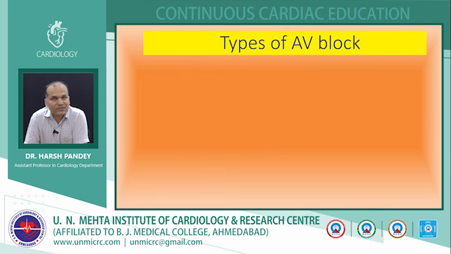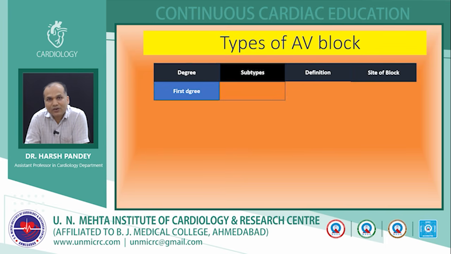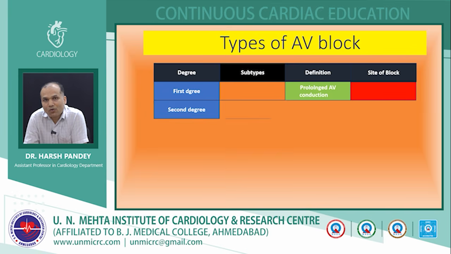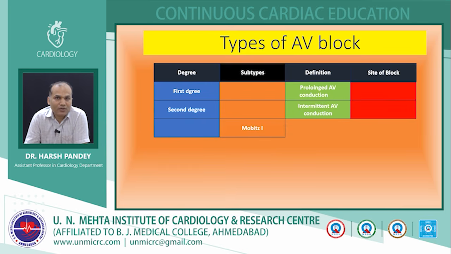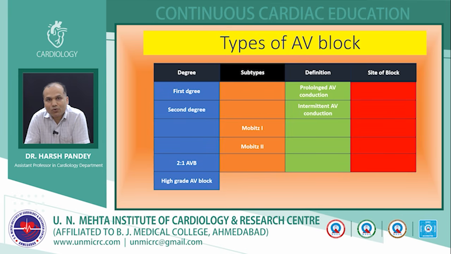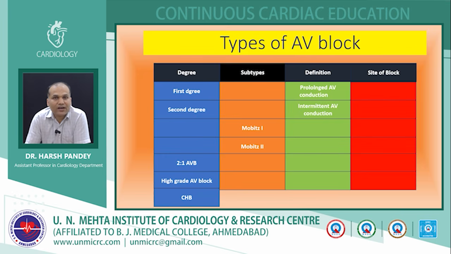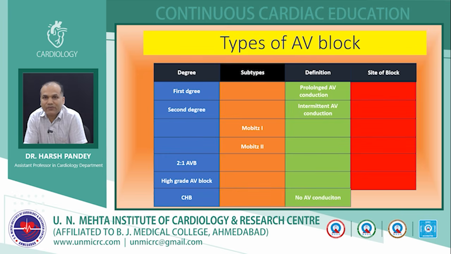So now we are going to discuss types of AV block. First degree AV block has prolonged AV conduction, and second degree AV block has intermittent AV conduction. Second degree AV block can be Mobitz type 1 or Mobitz type 2. Then 2-stage AV block is a separate entity, even though there is intermittent AV conduction, and then there is high grade AV block, still with intermittent AV conduction. At last we have complete heart block, where there is no AV conduction.